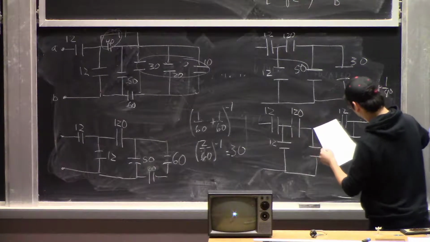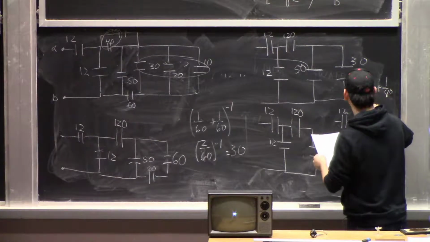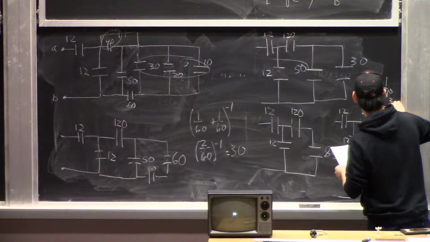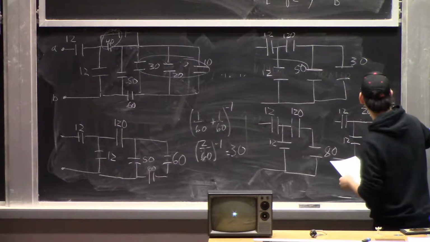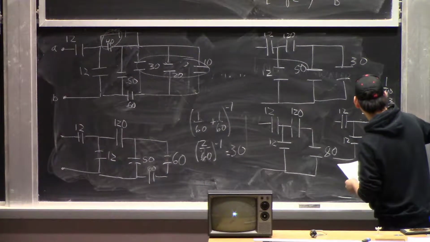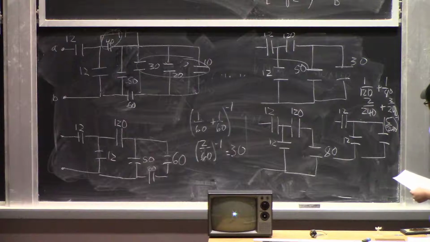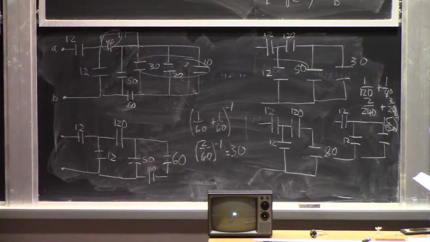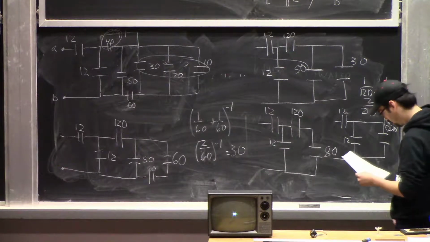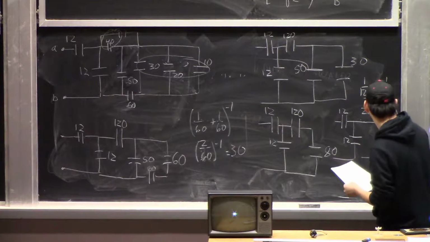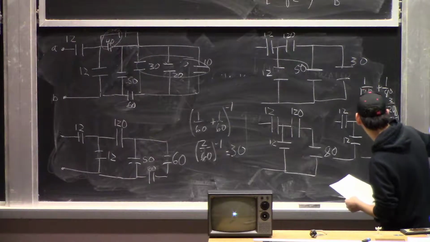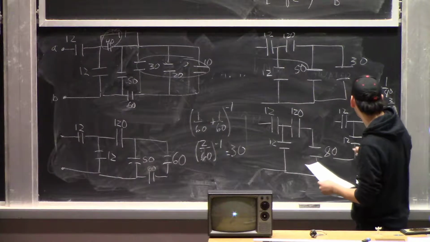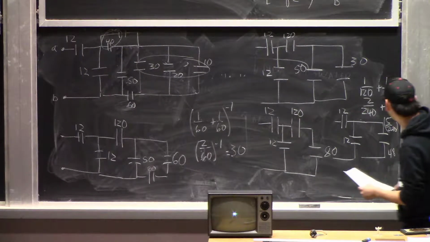I think this is 2 over 240, plus 3 over 240, which is 5 over 240. And then invert this. So this is 240 divided by 5. 240 divided by 5 is 48. Okay. So then we add these in series. So when we add these in series, or sorry, in parallel, this ends up being 60, right?